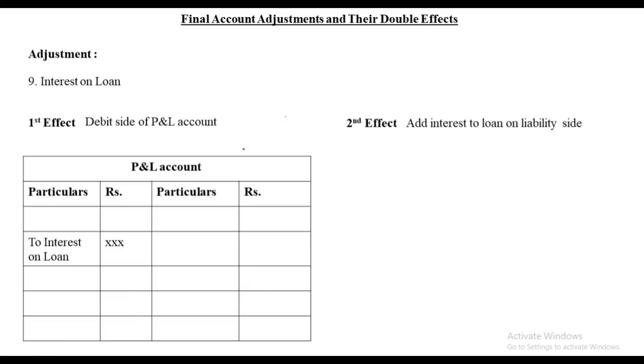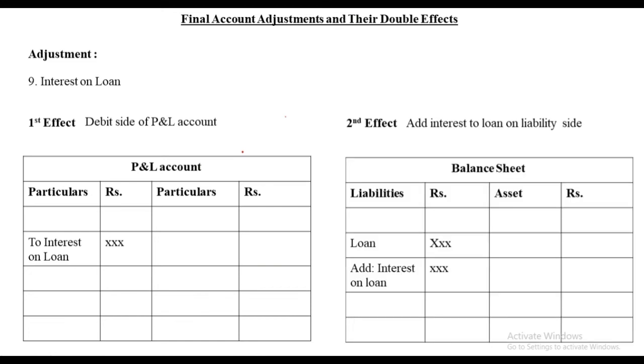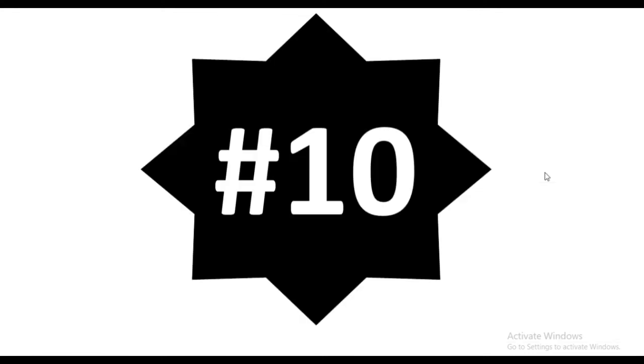So for example, in a P&L account, it will always be to interest on loan on the debit side, and the second effect, it will be loan plus interest on loan on the liability side of the balance sheet. Now the next adjustment is adjustment number 10. Adjustment number 10 is based on interest on investment.